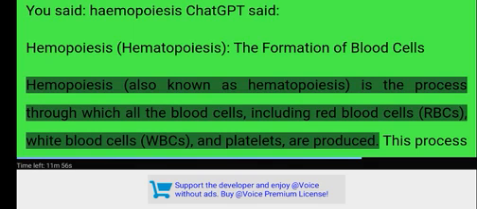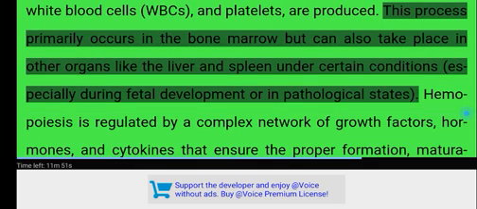Hematopoiesis, the formation of blood cells. Hematopoiesis, also known as hemopoiesis, is a process through which all the blood cells, including red blood cells, RBCs, white blood cells, WBCs, and platelets, are produced. This process primarily occurs in the bone marrow but can also take place in other organs like the liver and spleen under certain conditions, especially during fetal development or in pathological states.